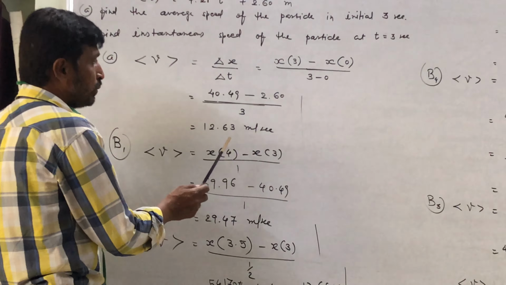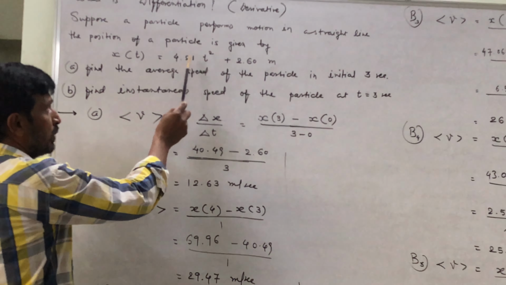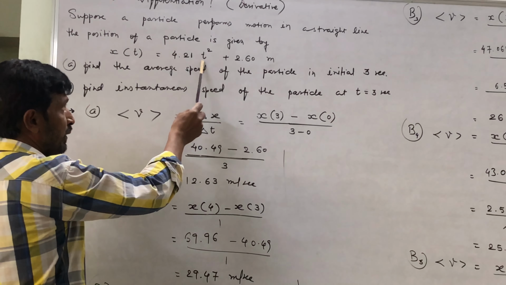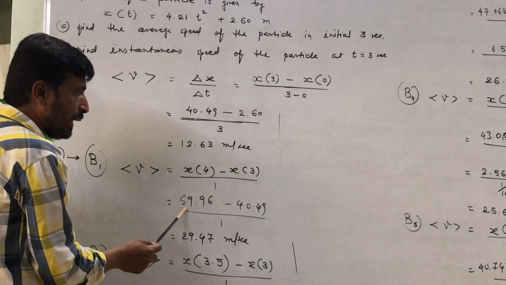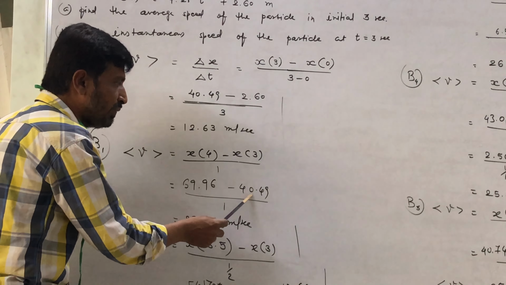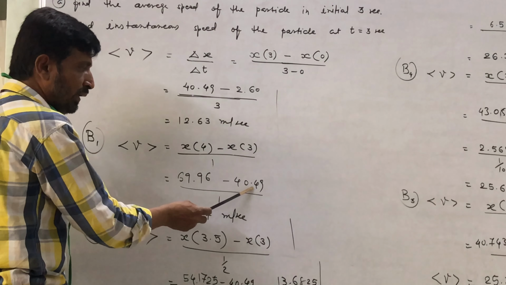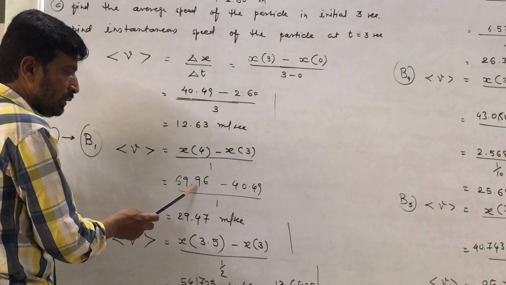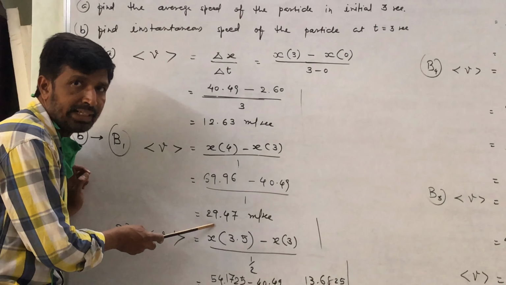The time interval is 1 second, but what is x of 4? If we put t equal to 4, 4.21 into 4 square plus 2.60, we get 69.96 after calculation. x of 3 is well defined, 40.49. This is the initial position, this is the final position. Time interval is 1 second. So the final answer is 29.47 meter per second. It is the average velocity of the particle in a time interval of 1 second after 3. That is, this is the average velocity of the particle in the 4th second.